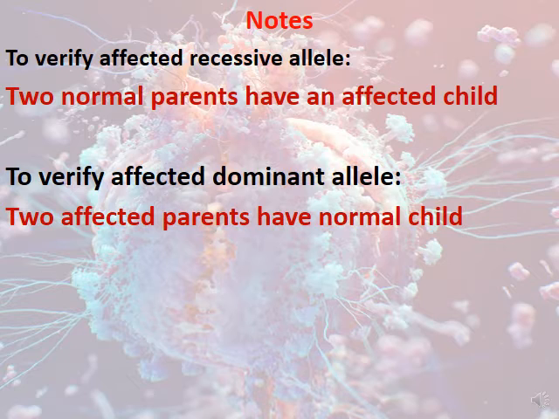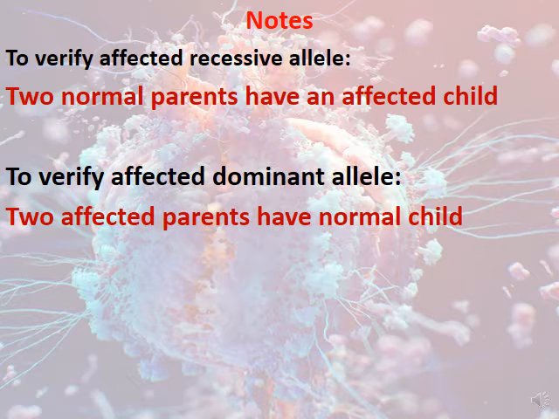How do we verify that the allele of the disease is recessive? Simply, you have to look for two normal parents who have an affected child. If two normal parents have an affected child, it means that the allele of the disease was masked in the parents, so it's recessive with respect to the normal dominant allele.